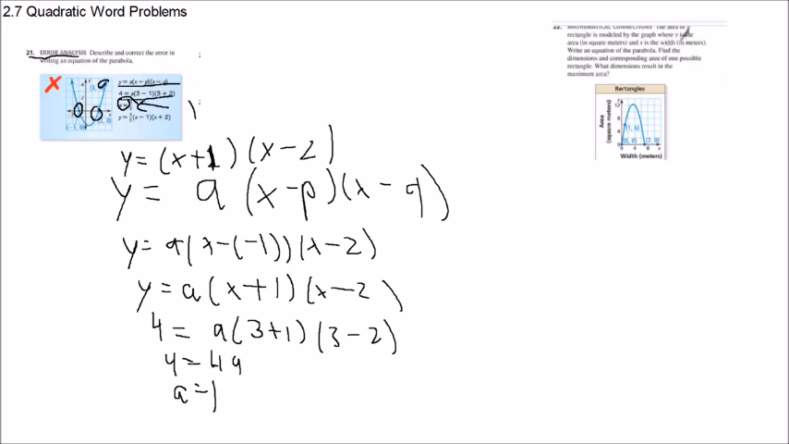Next question. The area of a rectangle is modeled by the graph where y is the area and x is the width. Write the equation of a parabola and find dimensions and corresponding area of one possible rectangle. What dimensions result in the maximum possible area? So we got one rectangle right here. 1, 6.